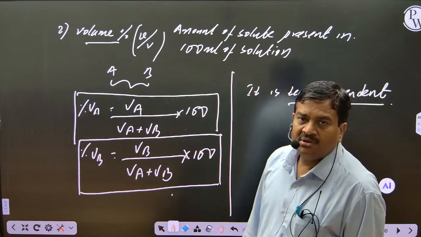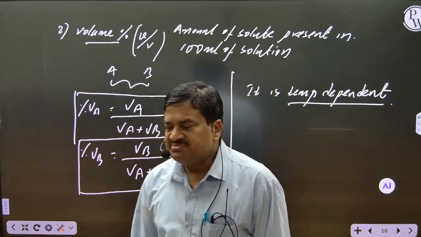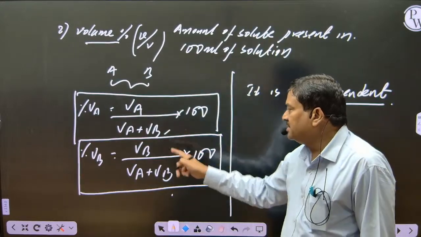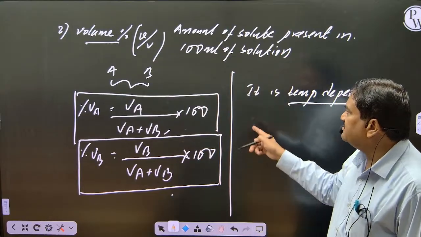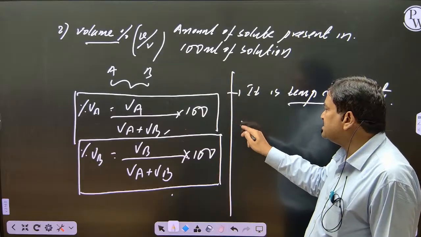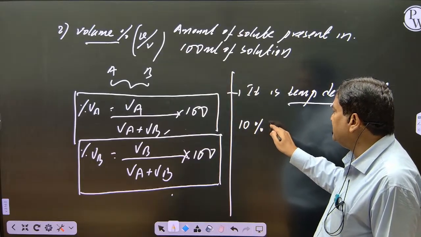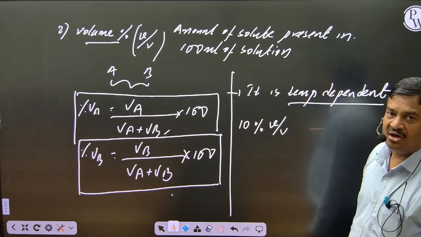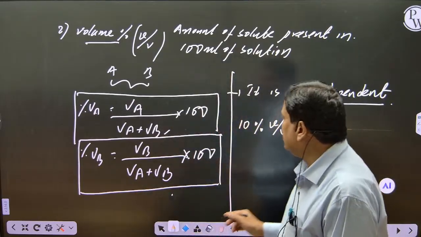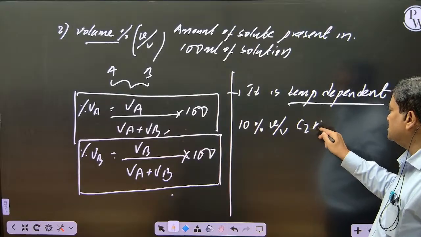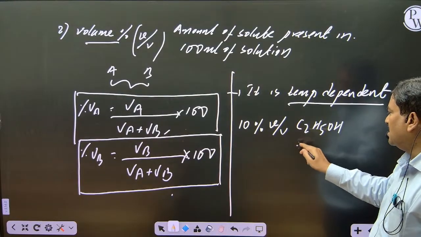Following on? So will it depend on temperature? Surely it will depend, because there is a volume term. Previously it is independent. Why? Because there is no volume term. And see one more point. In textbooks you will observe like this: 10% V by V ethyl alcohol. What is the formula of ethyl alcohol? You know, in 10th standard organic chemistry, C2H5OH. This is called ethyl alcohol.